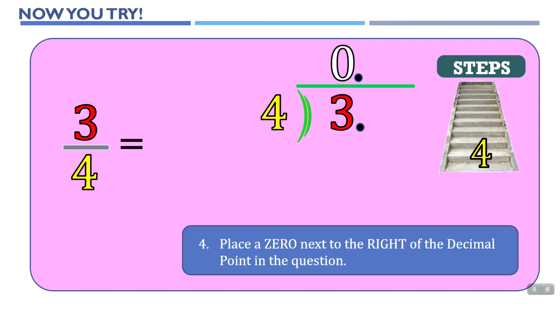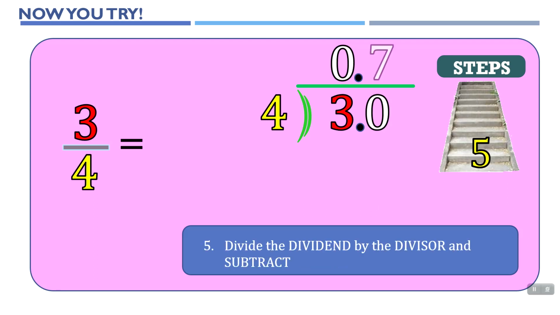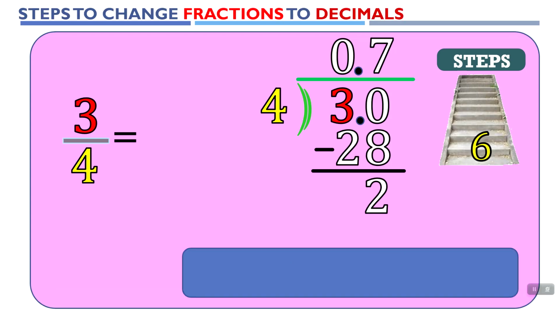Step 4 tells us to place a 0 next to the decimal, and we can see that this looks like the number 30. We know 30 can divide by 4. Step 5 tells us now to divide. 4 into 30 goes 7 times. 7 times 4 is 28. 30 take away 28 leaves us with 2. Because we have the number 2 when we subtract and not 0, we have to continue the question.